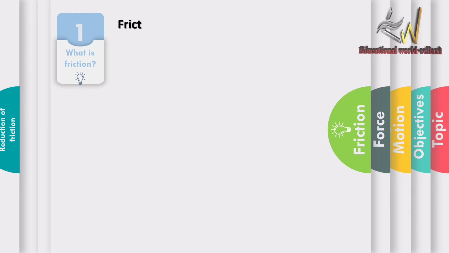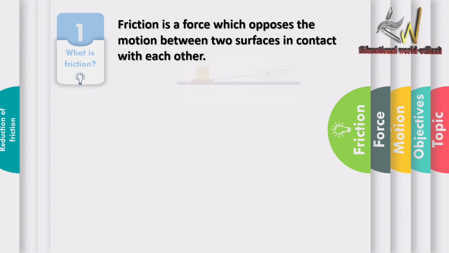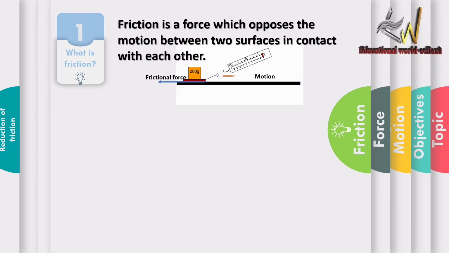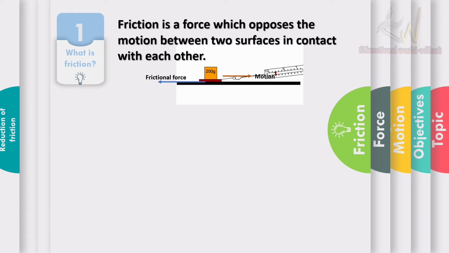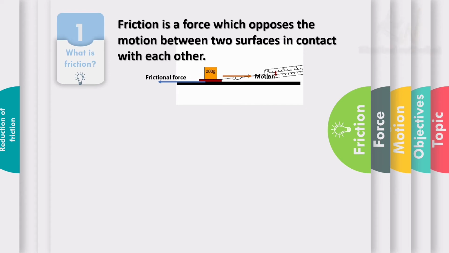What is friction? Friction is simply a force which opposes the motion between two surfaces that are in contact with each other. You can consider a body that is moving in a particular direction towards the right. Frictional force acts in the opposite direction to oppose that motion. So if force is the cause of motion, friction is the reason why bodies don't move.